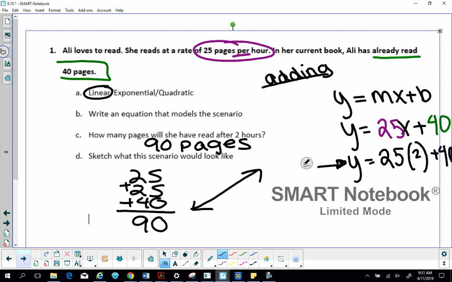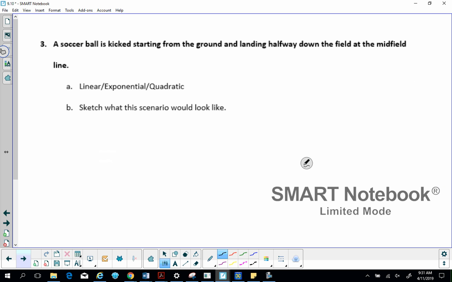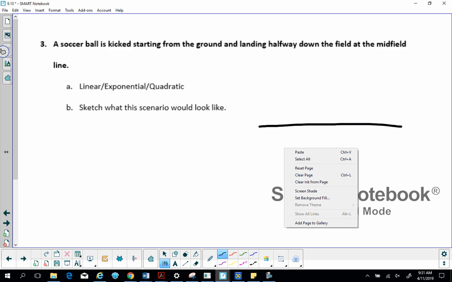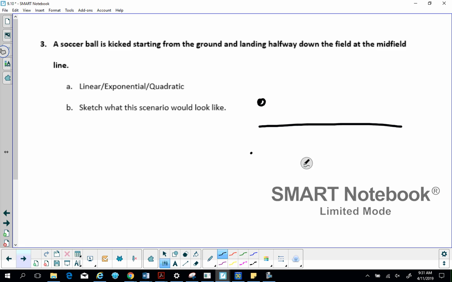Cool. Let's go to the next one. A soccer ball starting from the ground is landing halfway down the field. So here we go. Here's our field because we want to sketch what it looks like. Here's Steven. There he is. Here's the soccer ball.